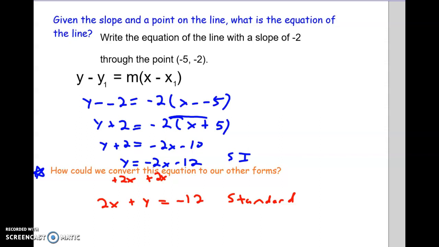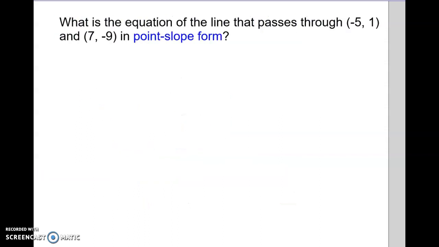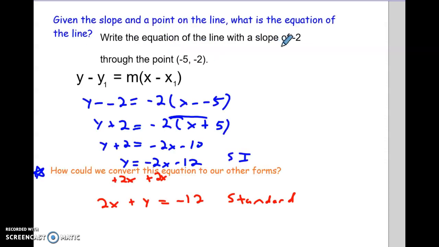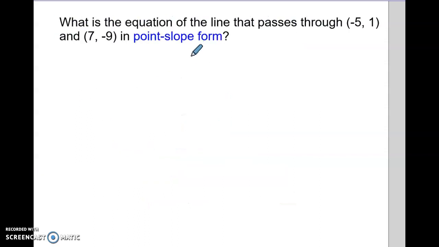Final question for point slope form: so far they've given us the slope in every question. If you look back at the previous question, they gave us the slope right here. So what do you do if they don't? Take 1 minute, think about this question, and then unpause the video once you've thought about it.